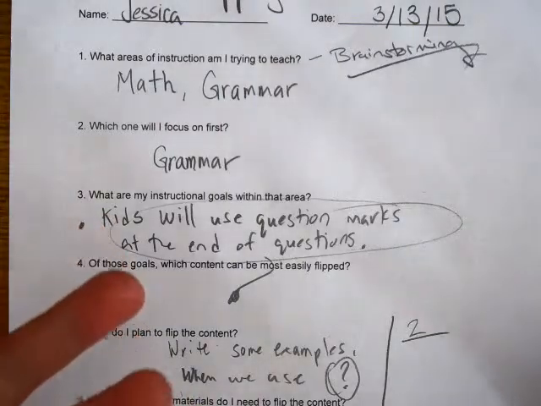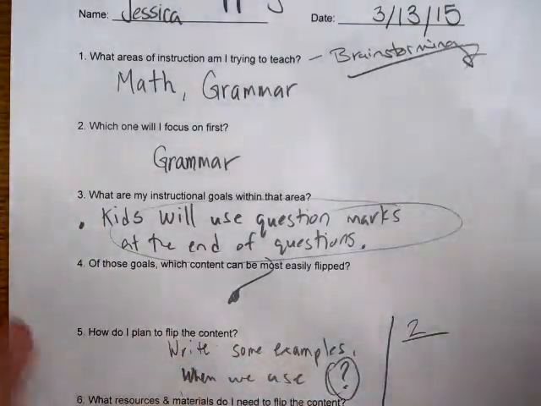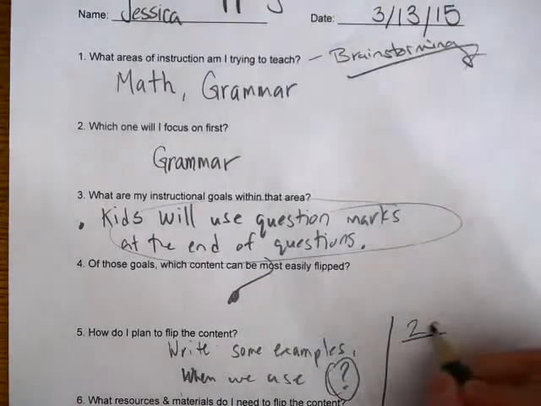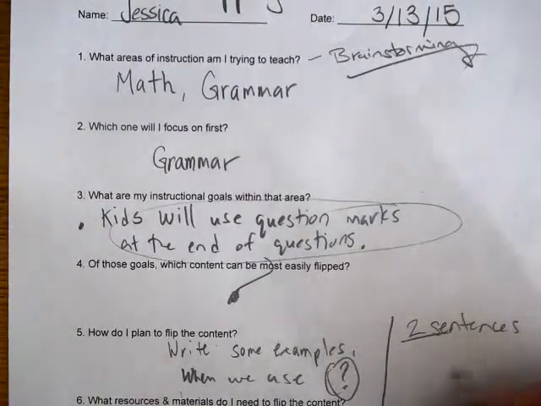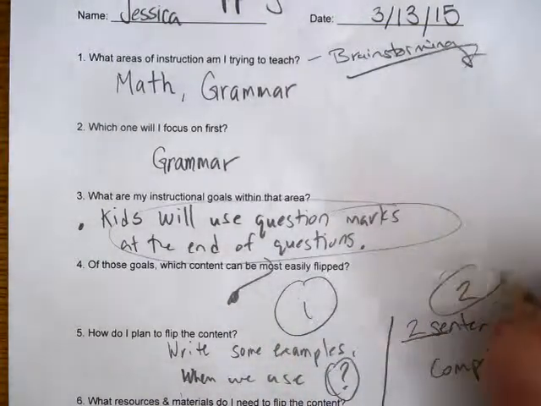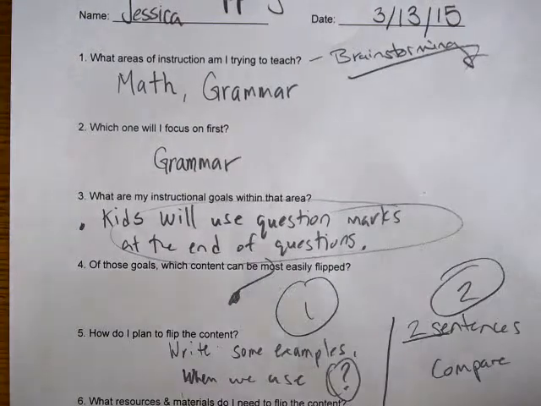If that's how you're teaching, for example, maybe that's not how you're teaching, and there's something else that would fit better there. But this is just an example. So 2 sentences to compare. And again, these are separate nuggets. That would be nugget 1. That would be nugget 2.